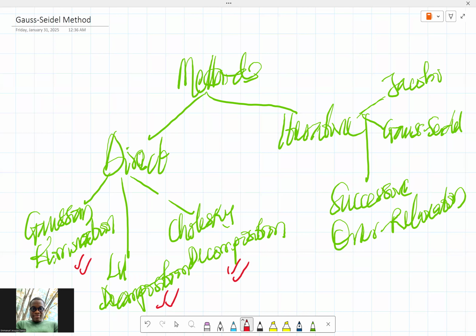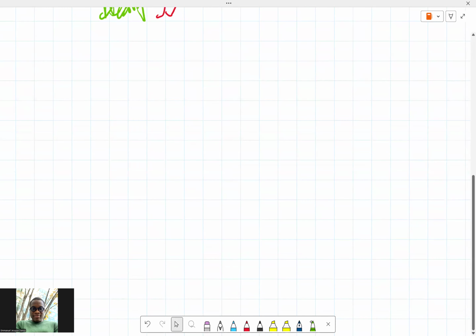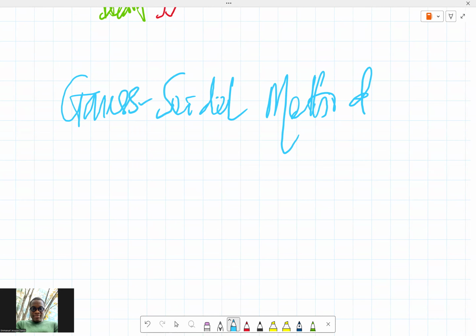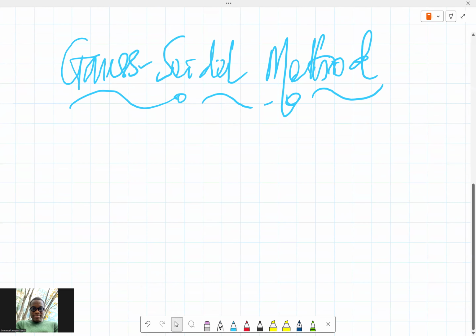Okay. And so far, we have taken care of Gaussian elimination, LU decomposition, Cholesky decomposition. Then in the last video, we talked about Jacobi. Now we are going to check Gauss-Seidel, which is actually an improvement on the Jacobi method. And you're going to see how it is an improvement in a moment. Let's go. Now, we have the Gauss-Seidel method. Like I said, it's an improvement on the Jacobi method of solution, which is also iterative.